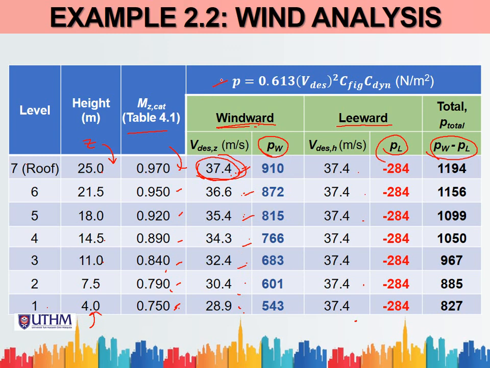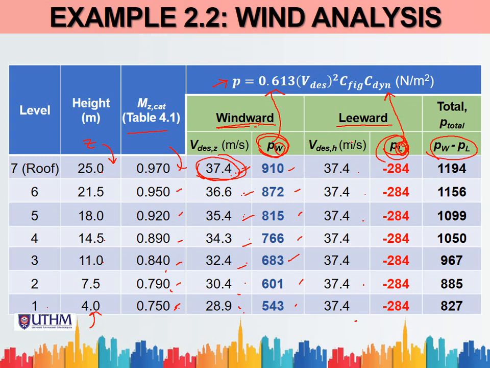Okay, so once you get this, you substitute each of these V design into this equation. This one comes from this equation, and also the same with this one. L here represents the leeward wall, W here represents the windward wall. So you substitute everything. For the windward wall, again, for each level the pressure is different. It starts from low pressure, and when the height is increasing, the pressure also increases. And then for the leeward wall, we only take one constant data.